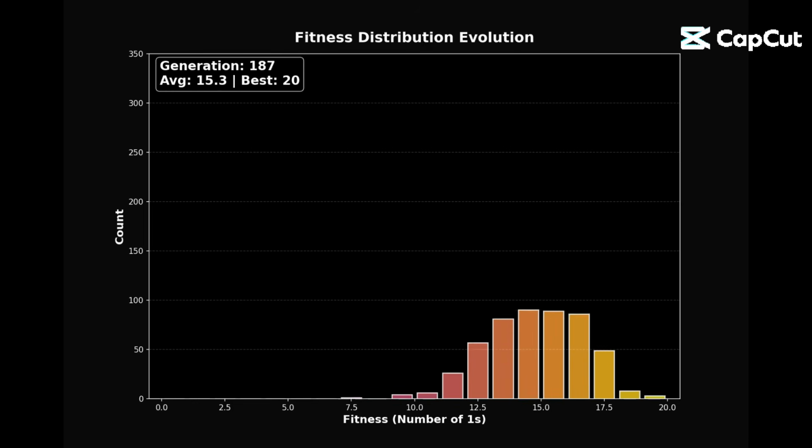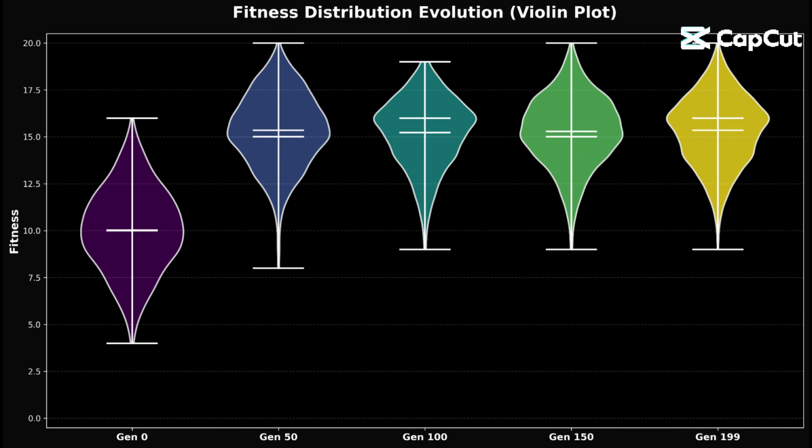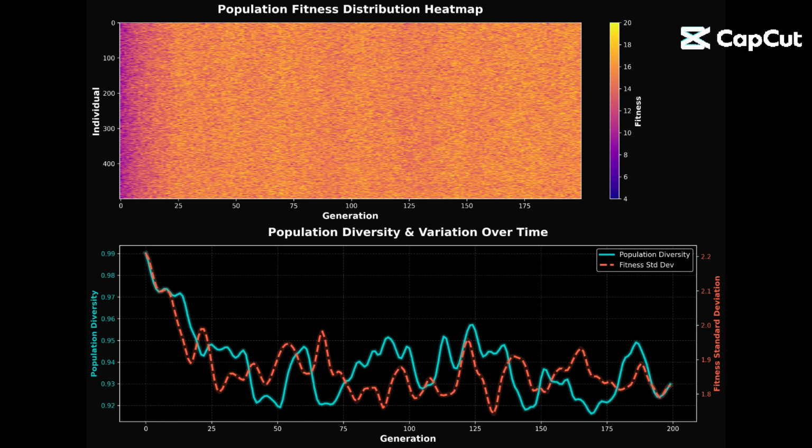to focused excellence. One important note, we ran this for 200 generations, and we achieved fitness scores of 18 to 19 out of 20. Excellent, but not perfect. If we extended this to 500 or 1000 generations, with our mutation rate keeping exploration alive, we'd likely see even more individuals hitting that perfect score of 20.